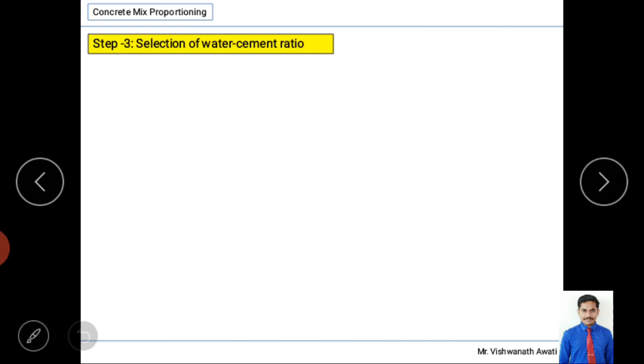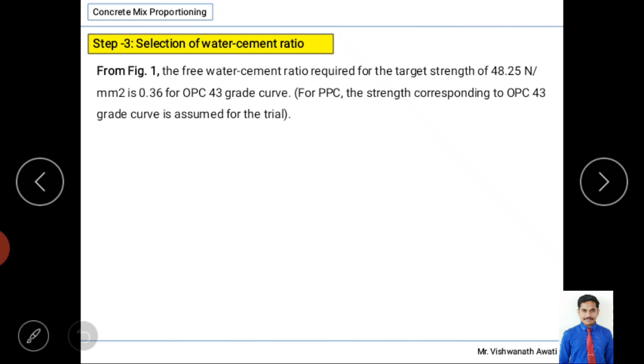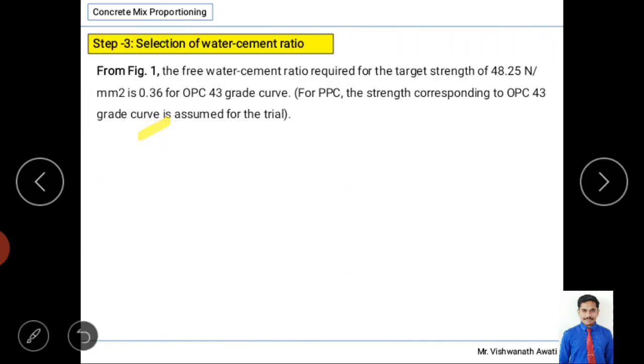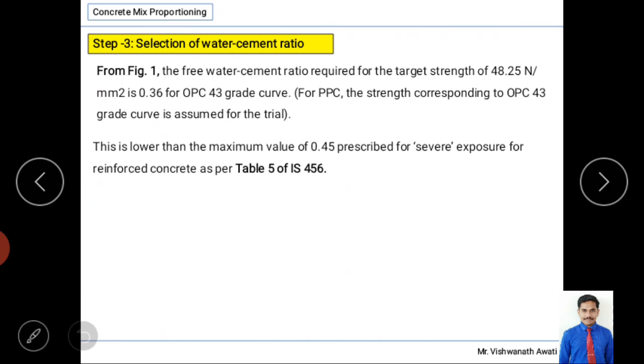So next, we calculated the selection of water cement ratio. Here the water cement ratio we took from figure 1. If you see figure 1, on the y-axis is the 28 days compressive strength of concrete. The strength of concrete we got is 48.25, and for 48.25 we look at curve 2, and then we get approximately 0.36.